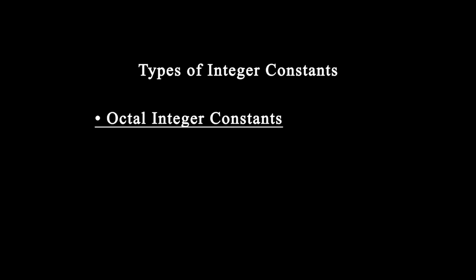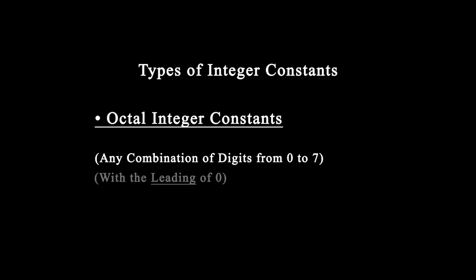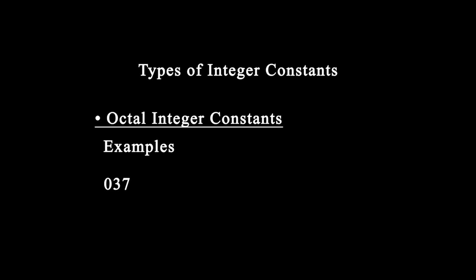Now if we talk about octal integer constants, then these constants consist of any combination of digits from 0 to 7 with a leading 0. Example: 0370, 0435, 0551. So starting with 0, we can write any number inside the limit 0 to 7.